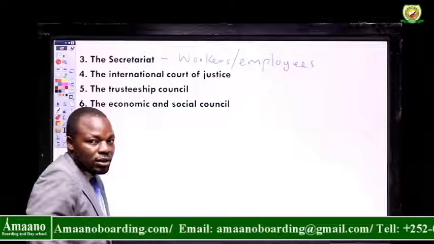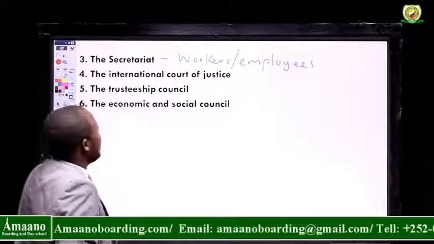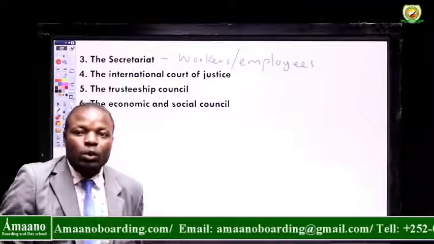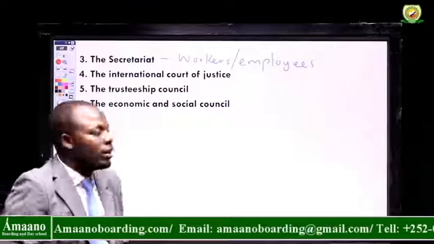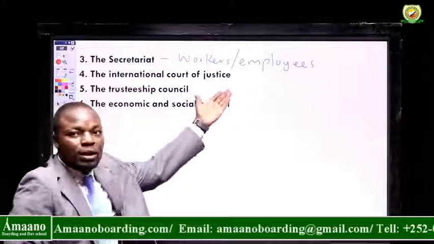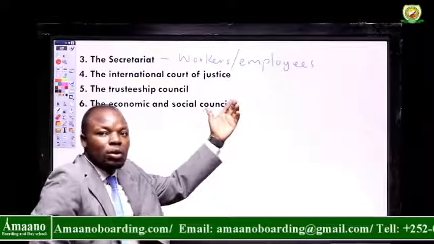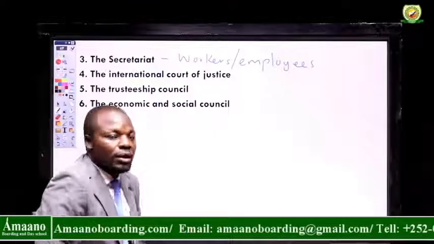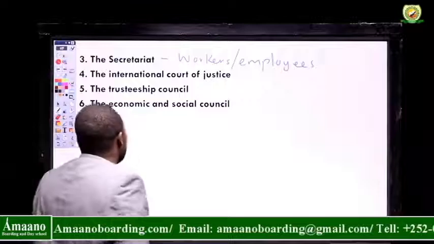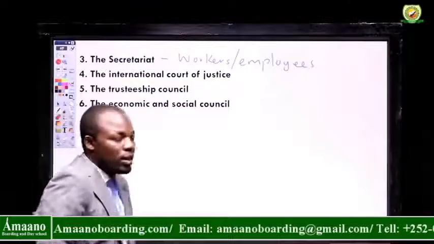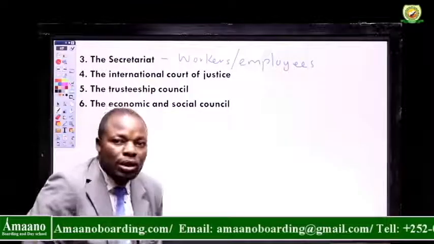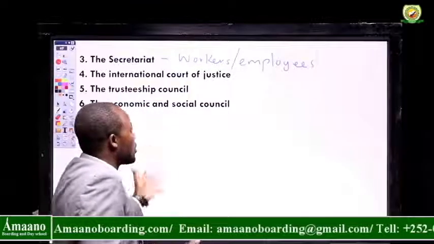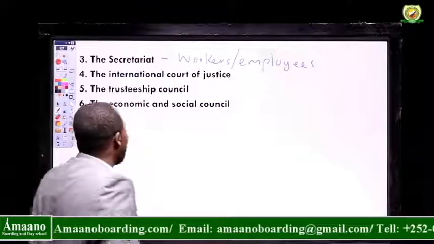Now, number four, the fourth organ is the International Court of Justice. When a country is violating the rules, a country attacking another country without any good reason, they have to be reported. The leaders will have to be reported. Then the fifth is the Trusteeship Council, and the sixth and last one is the Economic and Social Council. This one is responsible for all the activities and concerns of the rights of people.